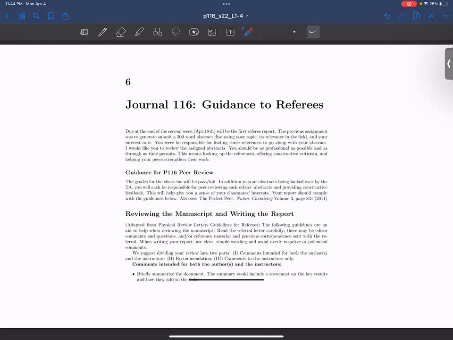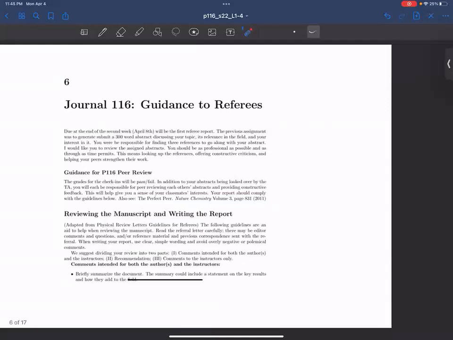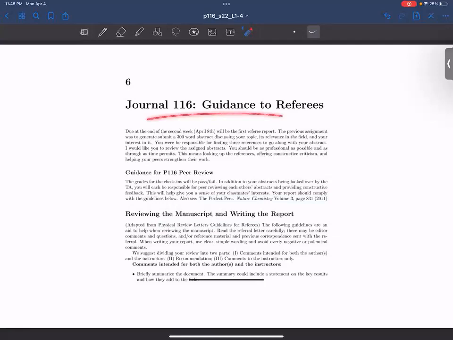There's also a link here to some guidance about how to write a report from Nature Chemistry. So there's a little bit of guidance. It doesn't need to be particularly long, but we'd like it to be constructive and follow general guidance for referees. So I urge you to look at the Physical Review guidance for referees, and you'll see that it mirrors very much what's inside of our journal guidance. So please participate in that.